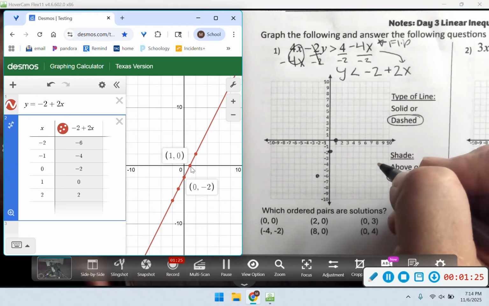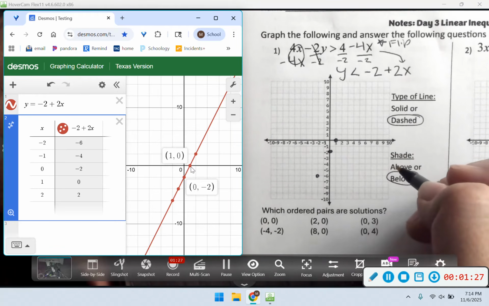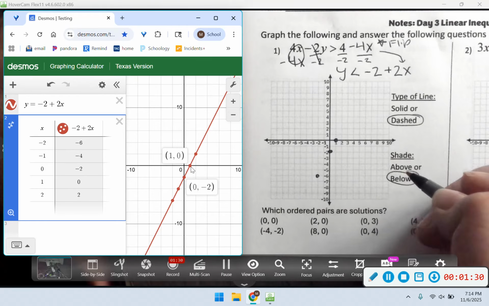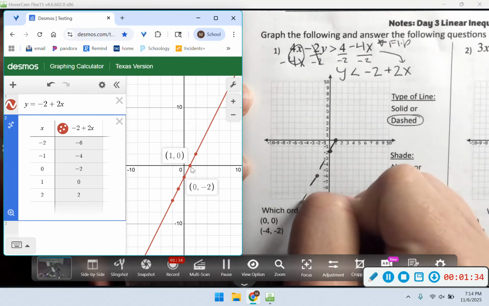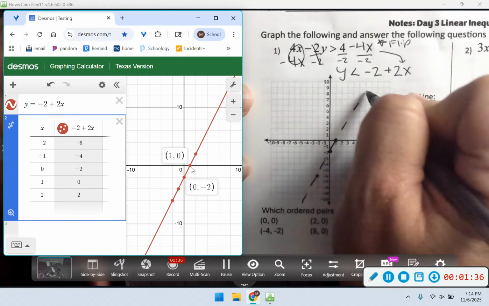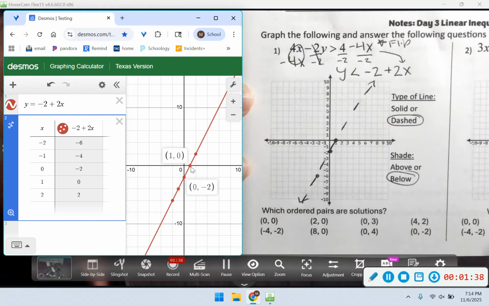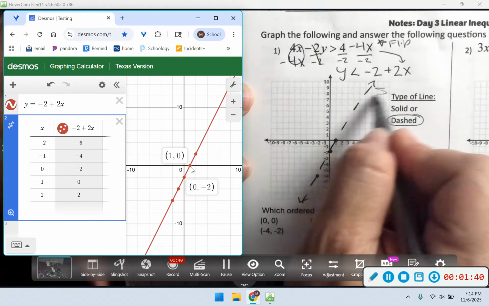Now, I want y'all to use your ID badges as a straight edge. I don't have my ID badge on me at home, so we're just going to try our best. Okay, and I remember I said below, so we know we're shading this side.